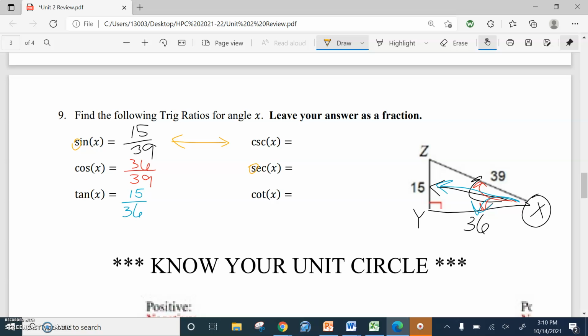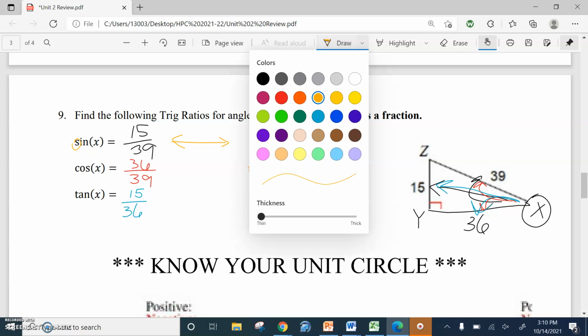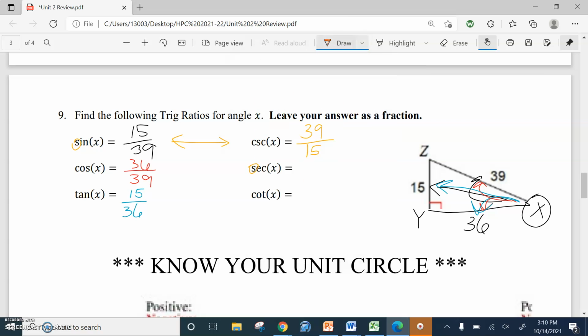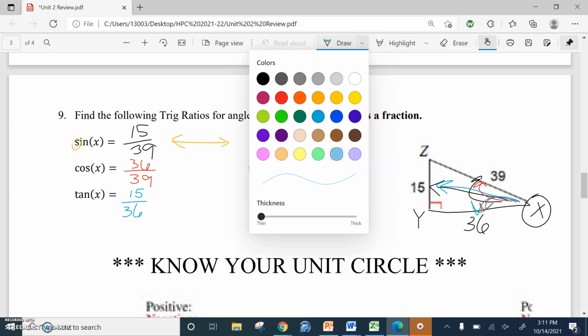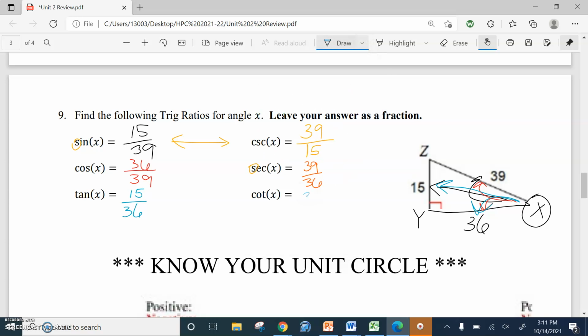So with that said, the cosecant ratio, we're just going to flip that sine ratio and say 39/15. Same with secant. Secant, we're going to take our cosine and flip that around. We're going to call that 39/36. And cotangent, same thing. We're just flipping everything. So there it is. That's question 9.